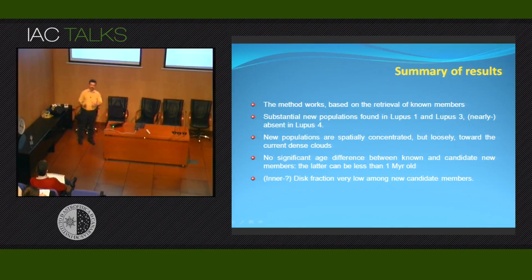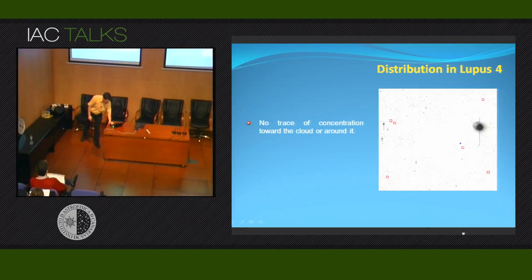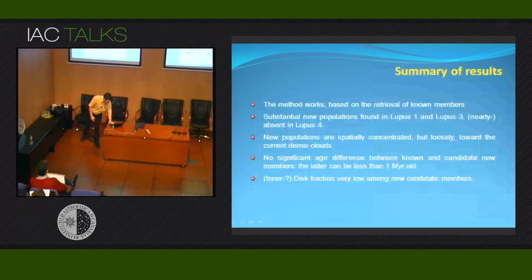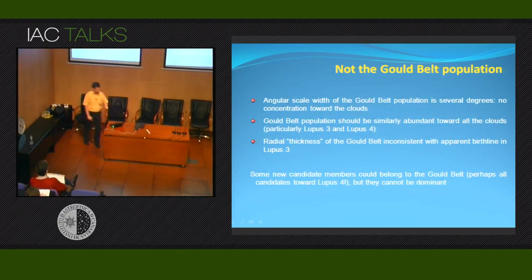So these are the facts. This is what we detect. This is how we interpret it. And the rest of what I'm going to say, please take it as speculation about what the origin of that new population could be, based on what we know about it, based on the observational facts, on the distribution of ages, similar to the known members, and on the absence of disks.